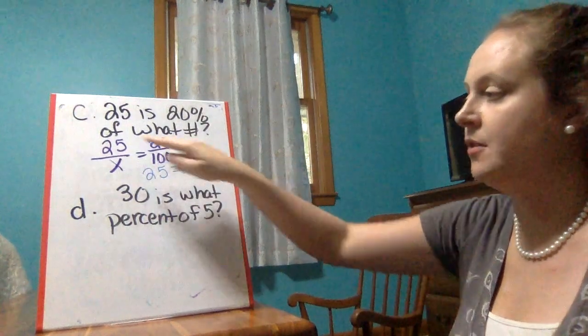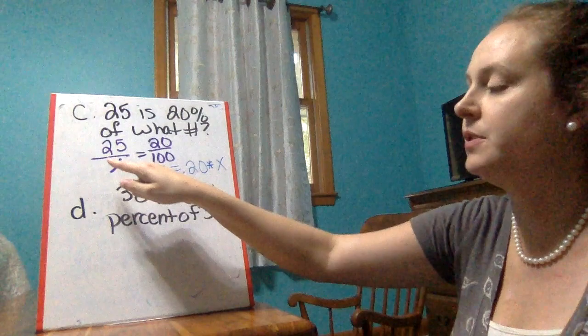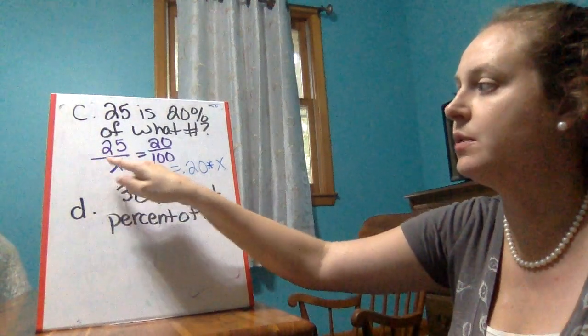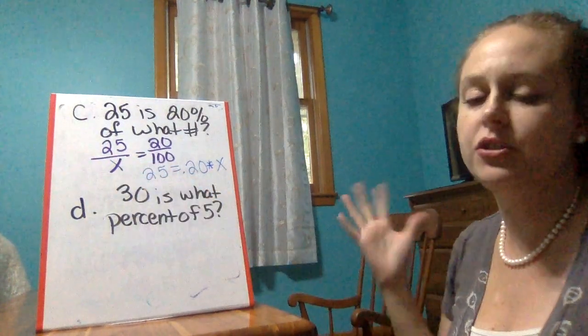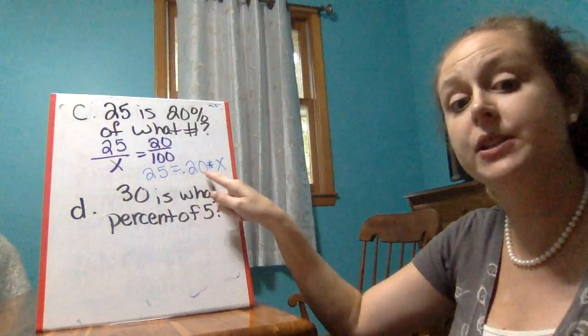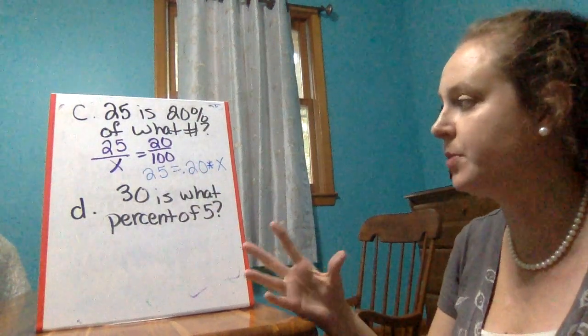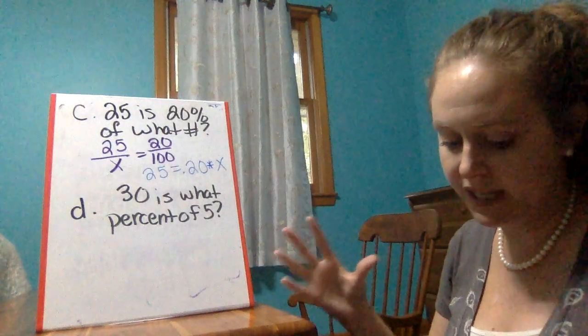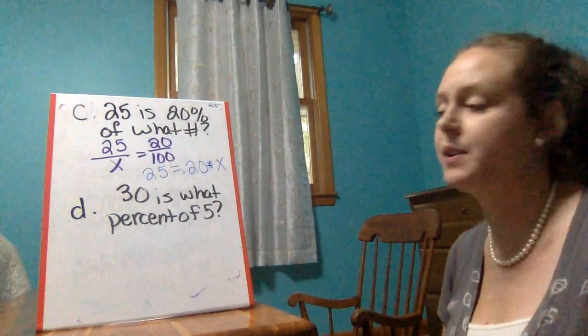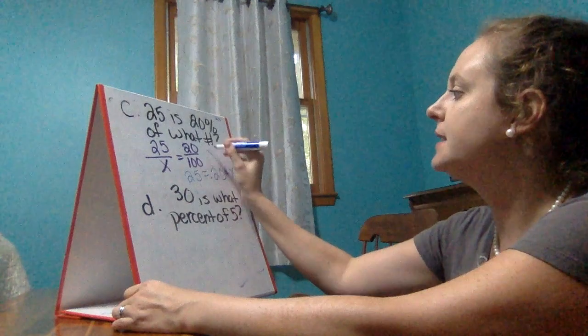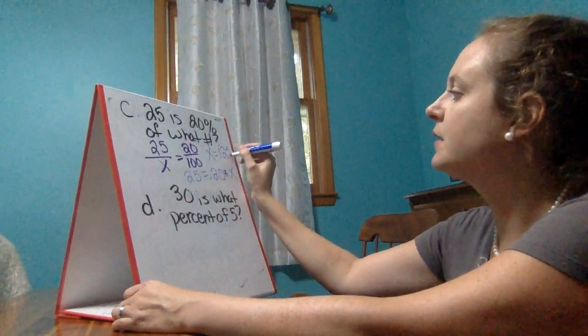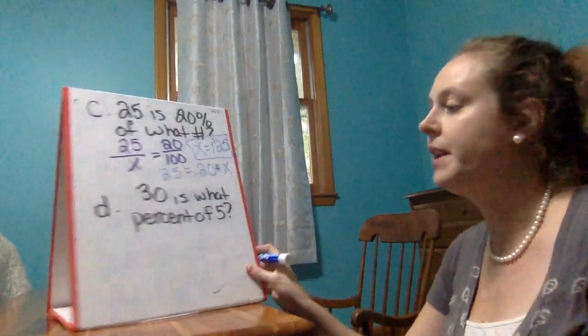We would cross multiply, so you would get 2,500 is equal to 20x. Over here, you just have to divide both sides by 0.20. The 20 hundredths, 2/10, 20%, however you want to do that. And we get an answer of 125. So in either case, we get an answer of 125.